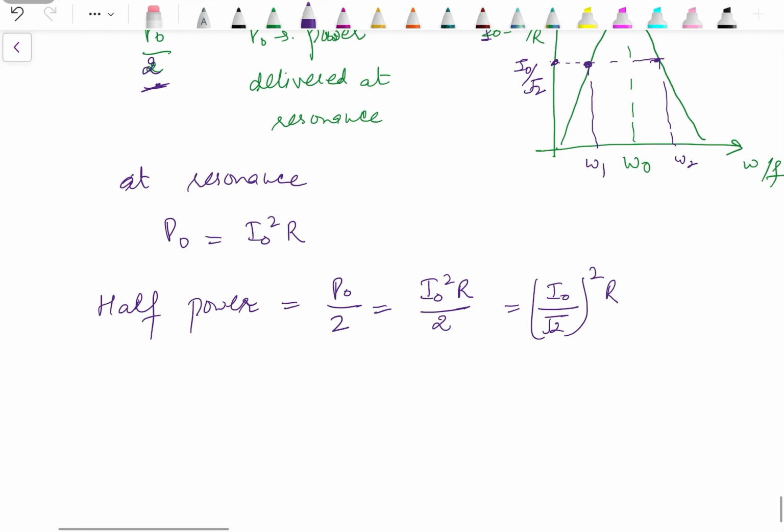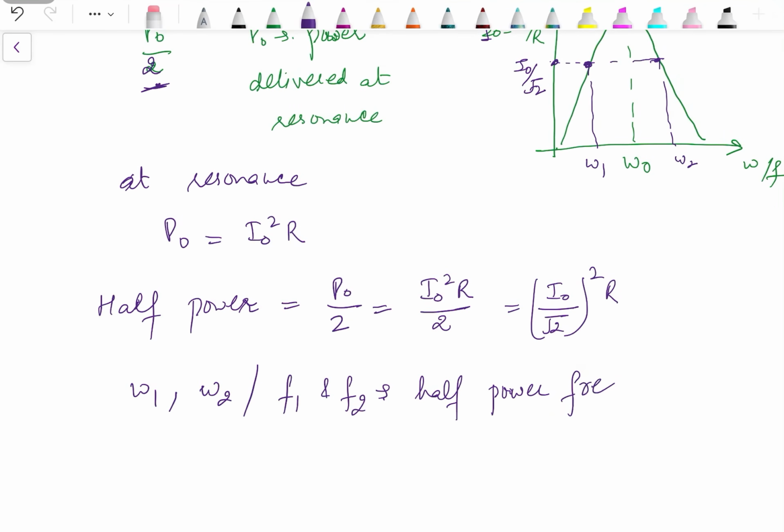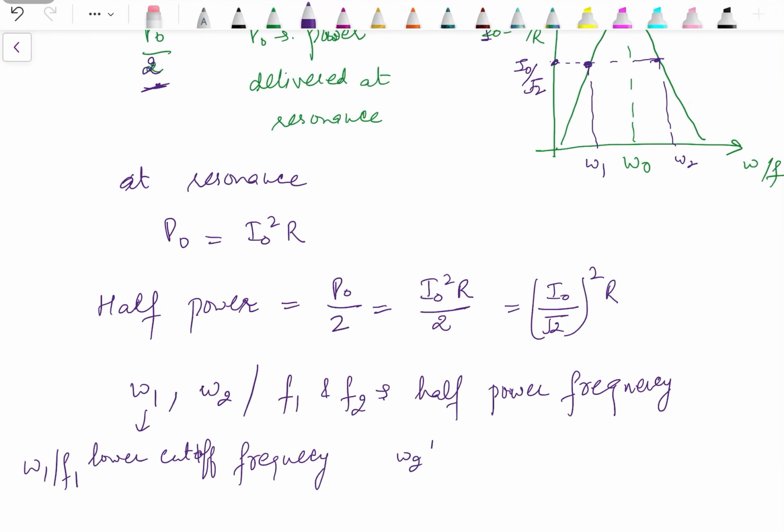So these two frequencies, f1 and f2, or omega 1 and omega 2, are known as half power frequencies. Omega 1 or F1 is also known as the lower cutoff frequency, and omega 2 or F2 is known as the upper cutoff frequency.